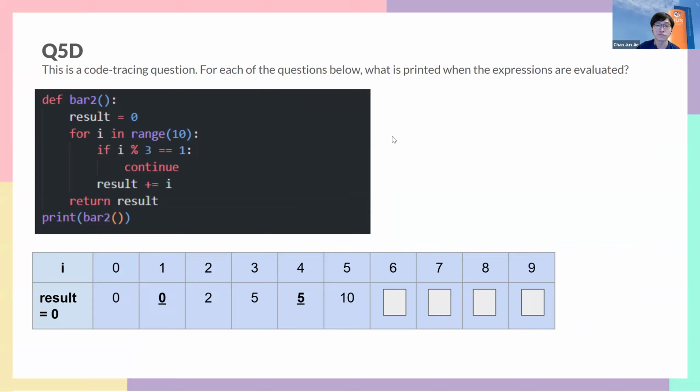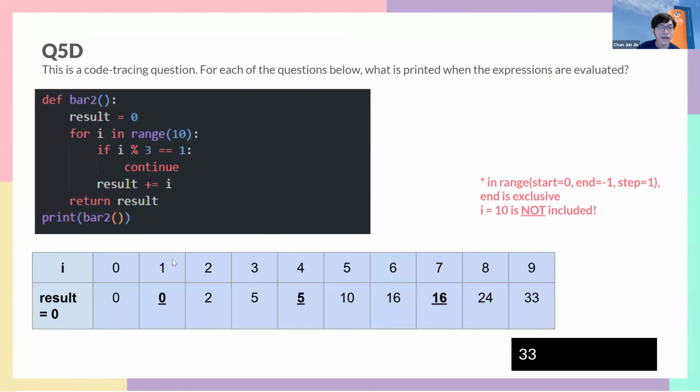So this is how the values of result will change. Crucially, at i equals 1, 4, and 7, basically when it's congruent to 1 modulo 3, you'll continue. And that's what the continue keyword does: it skips to the next iteration of the for loop. Any code that's below the continue keyword within the for loop will not be run. It will be skipped to the next iteration of the for loop.